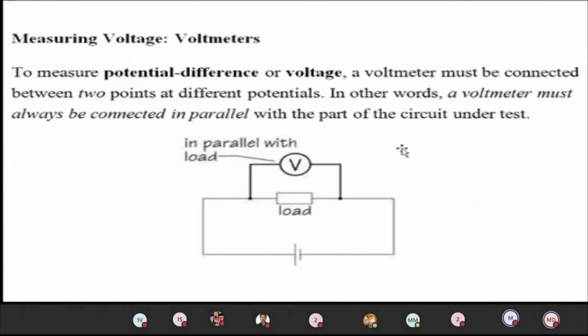Similarly, we have a voltmeter to measure the potential difference across any 2 points. If an ammeter is to be connected only in series, the voltmeter is quite the opposite: we have to connect the voltmeter in parallel with the load. You can see in the diagram, this is a sample diagram which shows that a voltmeter should always be connected in parallel with the load.